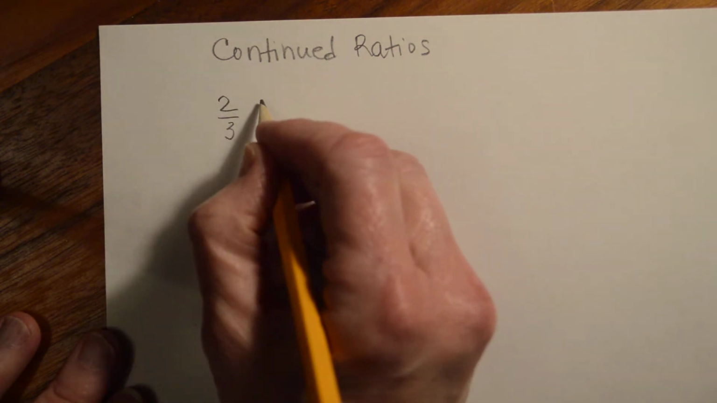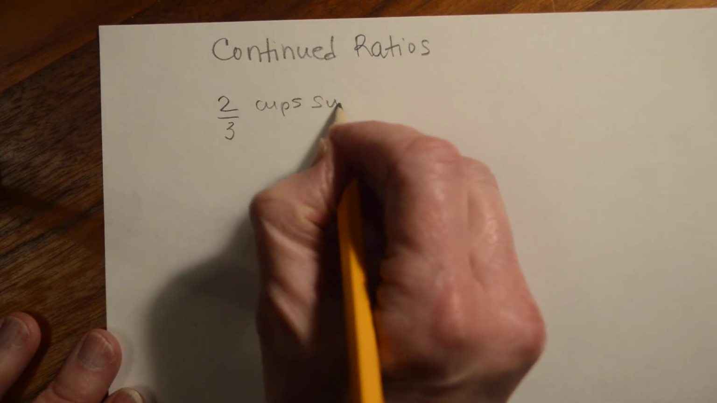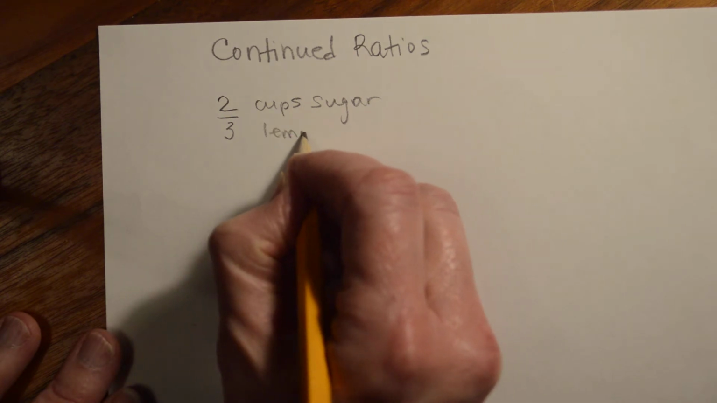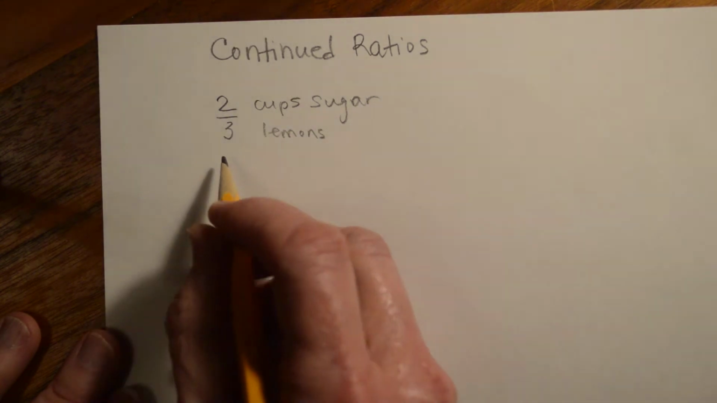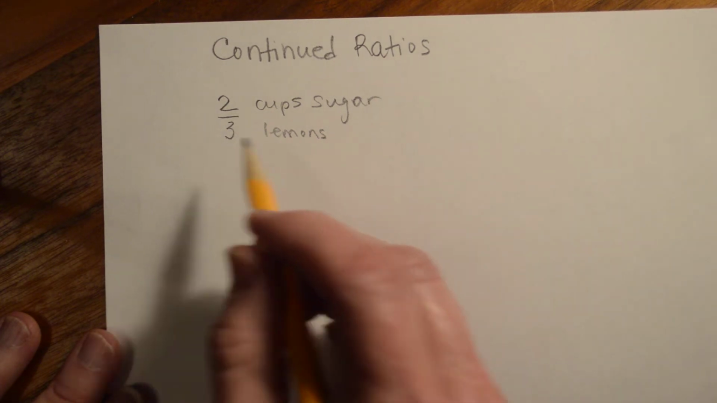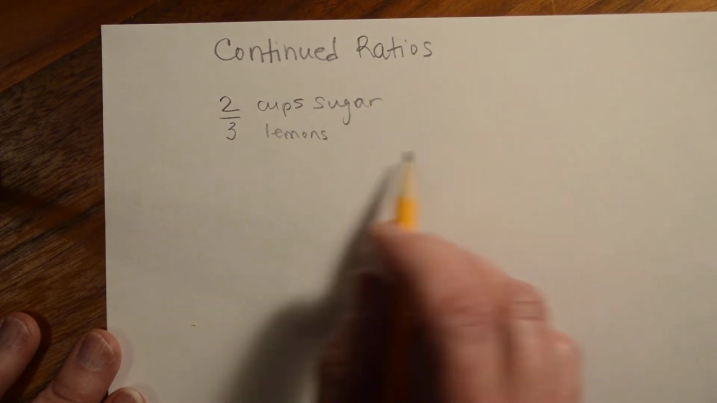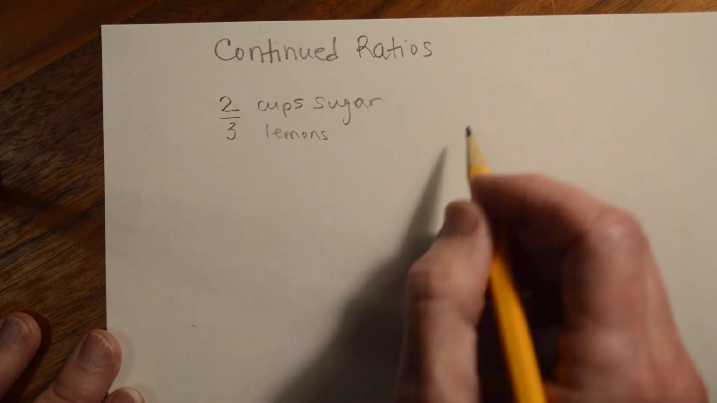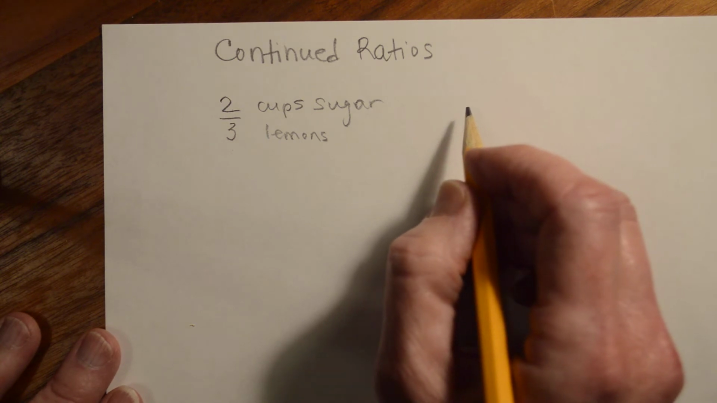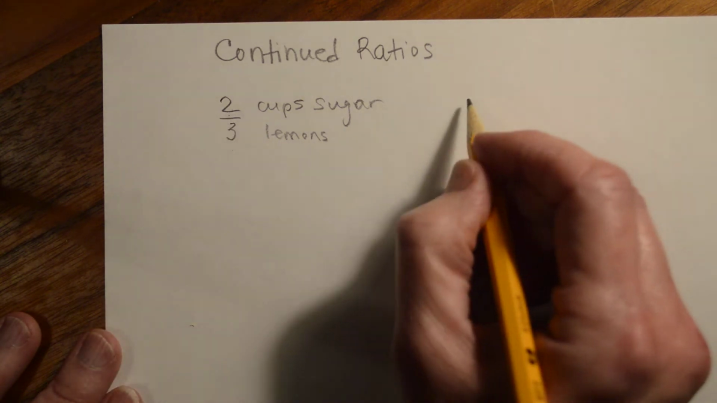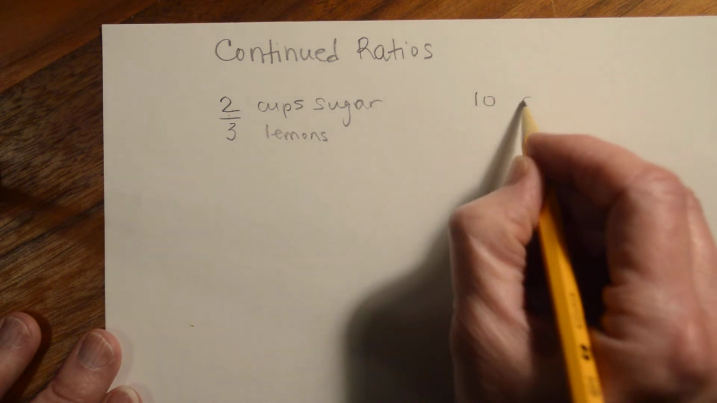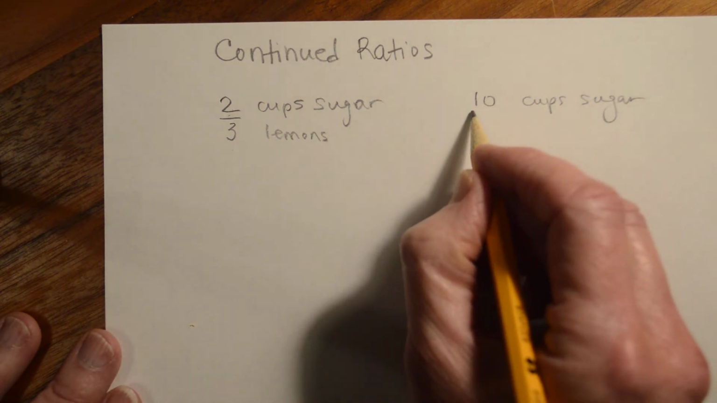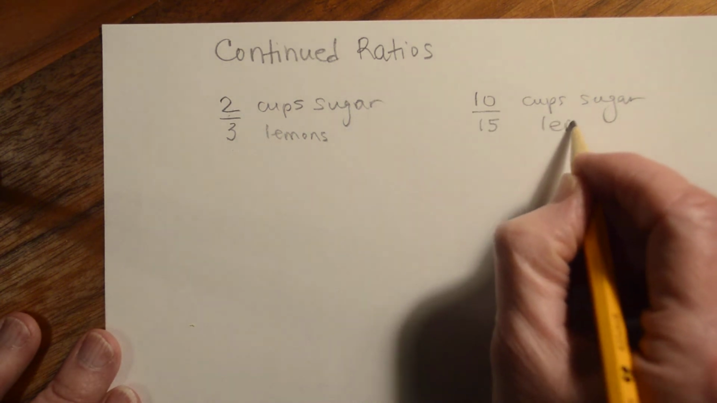So it might be 2 cups of sugar for every 3 lemons in a recipe for lemonade. So we could increase the amount of lemonade that we're making from one recipe, which requires 2 cups of sugar and 3 lemons, to something more than that. Let's say we wanted to make 5 recipes of it. Well, then we would just multiply the top by 5 and we would get 10 cups of sugar. And we would multiply the bottom by 5 and we would get 15 lemons.